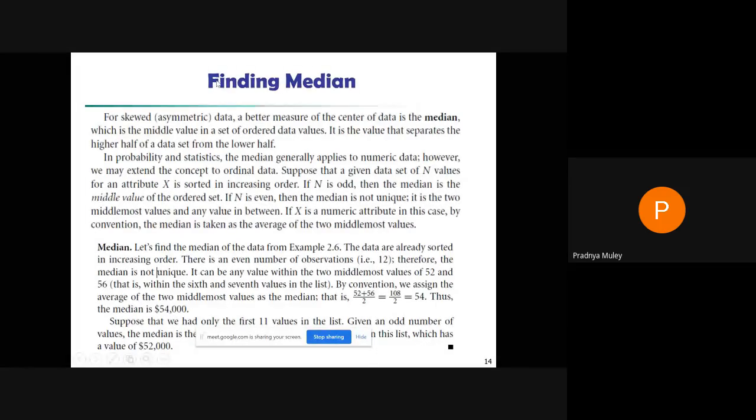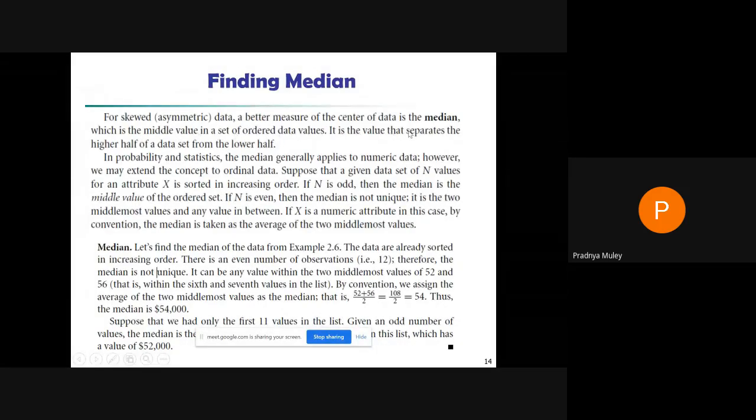So next one is finding the median. What is a median? For skewed, that is asymmetric data, a better measure of the center of data is the median, which is the middle value in a set of ordered data. It is the value that separates the higher half of a data set from the lower half. In probability and statistics, the median generally applies to numeric data. However, we may extend the concept to ordinal data also.